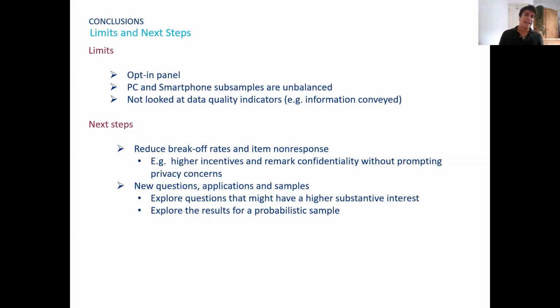And what are the next steps? We should find ways to reduce the breakoff rates and the item non-response. We should, for instance, test if higher incentives might do that, or if we remark the confidentiality in a way that does not prompt privacy concerns, maybe we could reduce those item non-response and breakoff rates. We could also test new questions, new applications, and new samples. We should explore questions that are more substantively interesting for substantive researchers, and we should explore if we can replicate those results in probability samples.